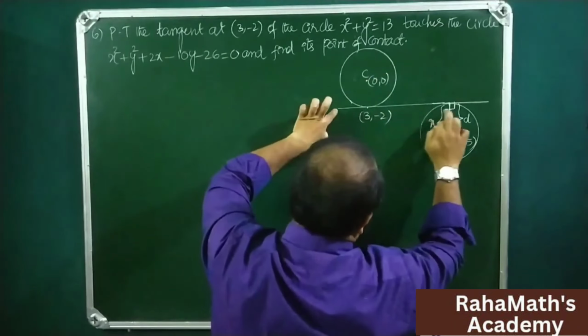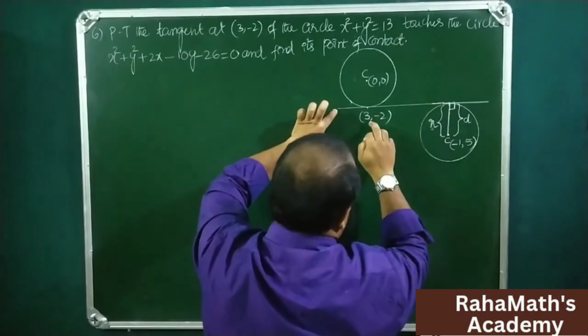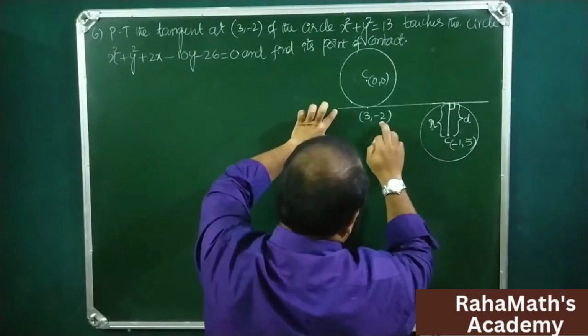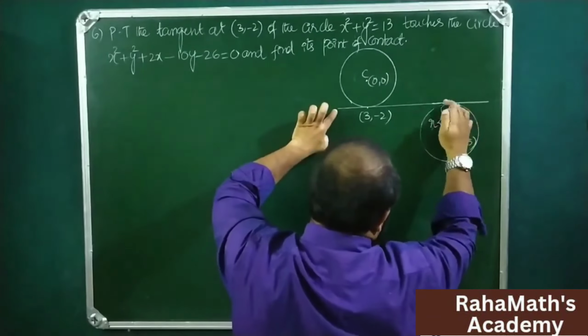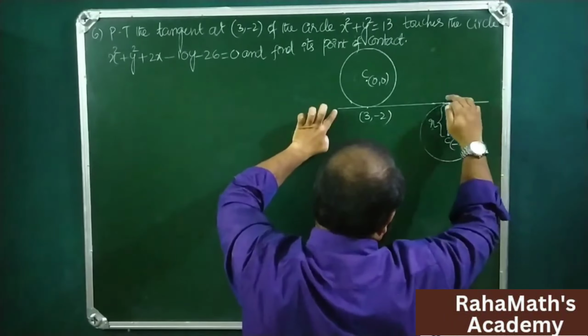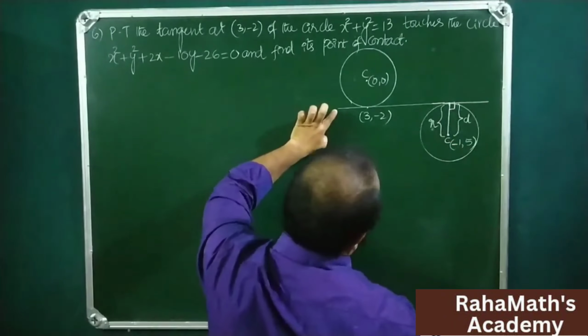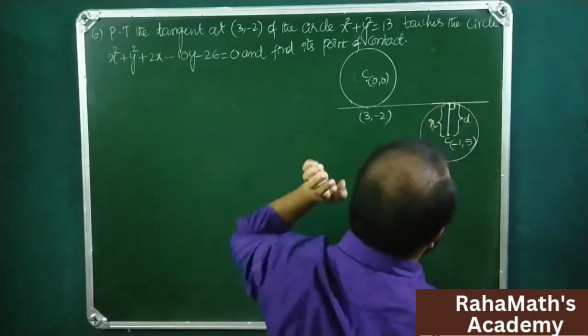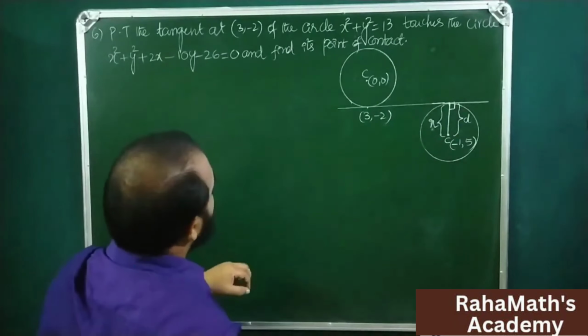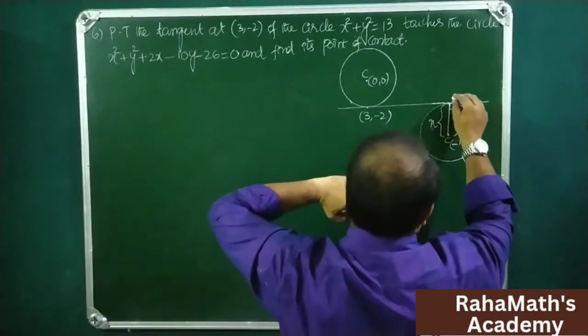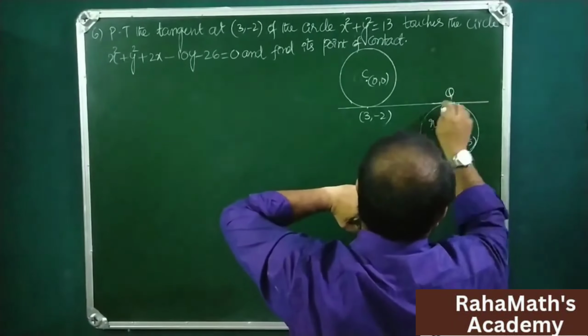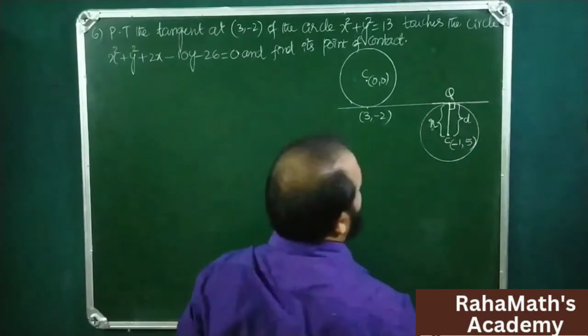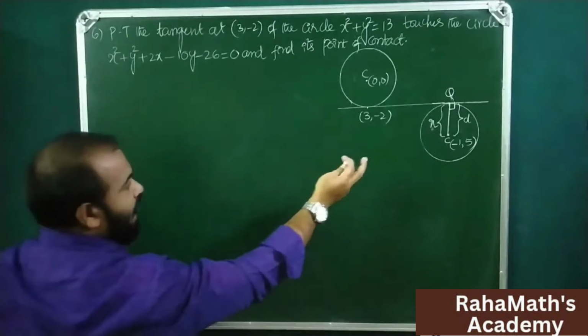So this line S1 equals 0, what we are going to get, that line should touch this circle. So we need to show that R equals D. And further the point of contact. So this point of contact is what we need to find.